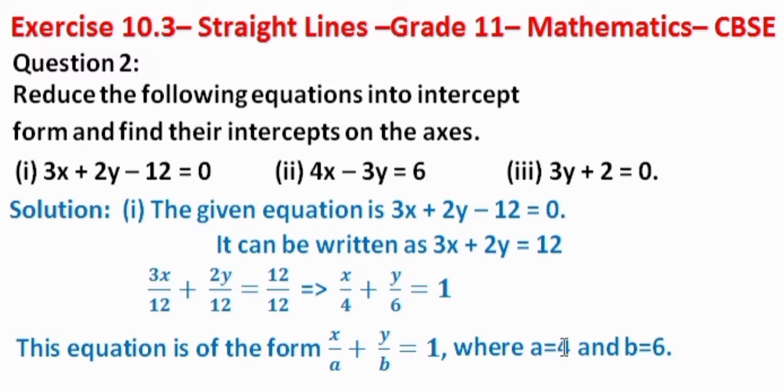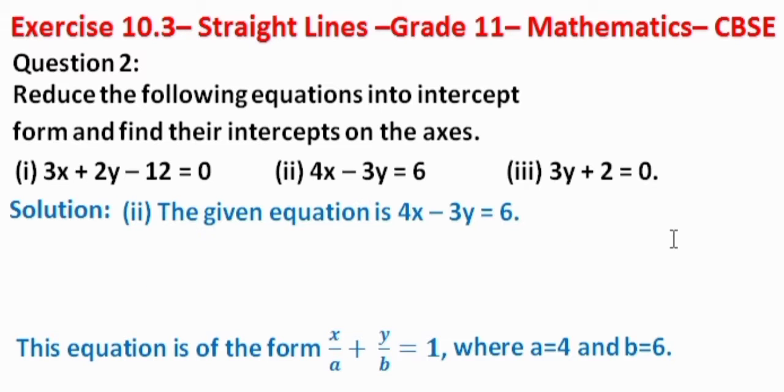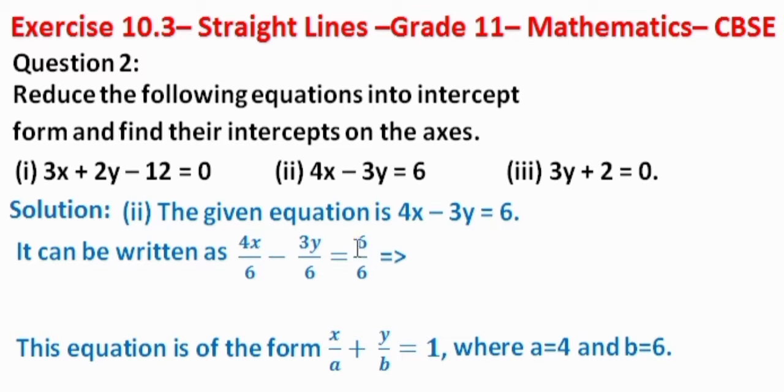In place of a, 4 is there, so the x-intercept is 4. In place of b, 6 is there, so the y-intercept is 6. Hence we got the first answer. Now let's see the second question. The second question says 4x minus 3y equal to 6. Here 6 is there, so it can be divided by 6.